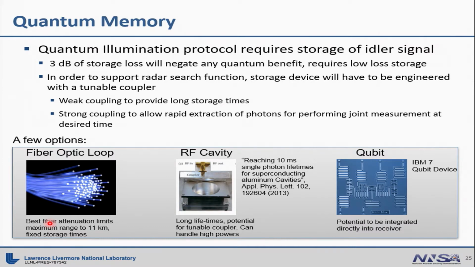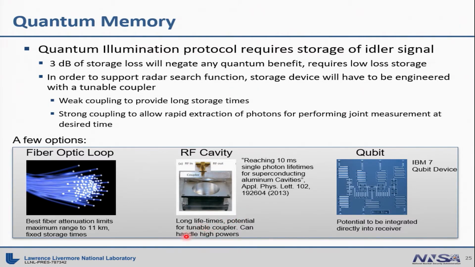And it turns out that the maximum range of your radar, if you use a fiber optic loop, which is available right now, would be limited to 11 kilometers, which isn't very long, actually. And so you need to be able to do something better than just a simple fiber optic loop. You can imagine using an RF microwave cavity that will allow you to store photons for much longer times. One of the challenges there, though, is that you have to be able to develop a tunable coupler.